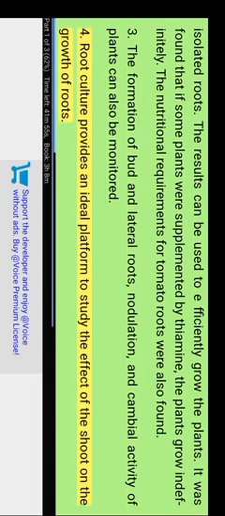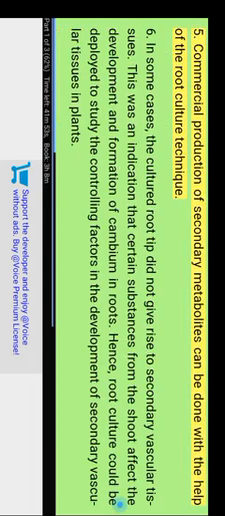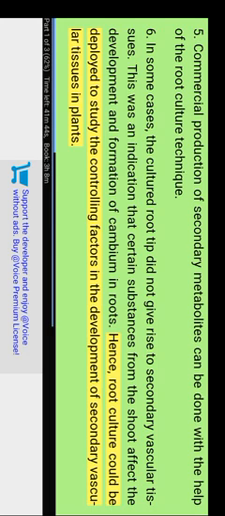4. Root culture provides an ideal platform to study the effect of the shoot on the growth of roots. 5. Commercial production of secondary metabolites can be done with the help of the root culture technique. 6. In some cases, the cultured root tip did not give rise to secondary vascular tissues. This was an indication that certain substances from a shoot affect the development and formation of cambium in roots. Hence, root culture could be deployed to study the controlling factors in the development of secondary vascular tissues in plants.